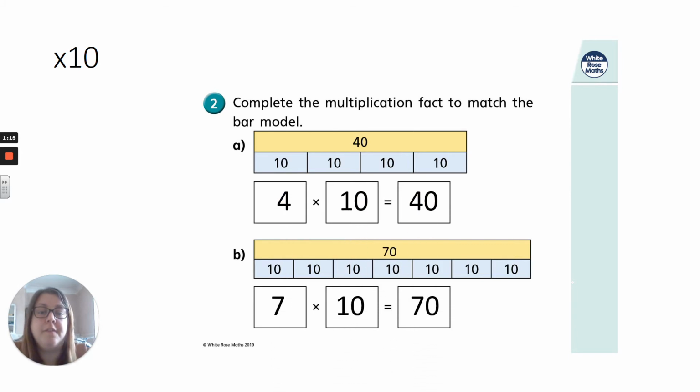So we've got 4 lots of 10 is 40, because 4 times 10 is 40. Remember, we've got 4 boxes, 4 squares, 4 rectangles, whatever you want to call them, and we've got 10 in each of them, so 4 lots of those makes 40. And this one, there were 7 lots of 10, which we know 7 times 10 is 70, so well done if you did that as well.